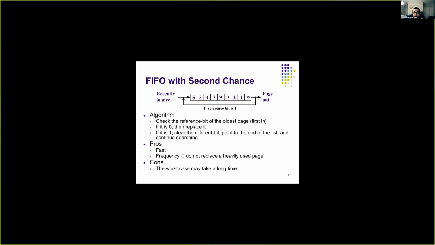Okay. And the disadvantage of this approach is the worst case time. Here, imagine if all the pages in the queue are actually frequently used, then in the worst case, we have to go through the entire queue in order to find the page. In the worst case, let's say all the pages are heavily used, then we end up just iterating through all the pages only to replace the first page.